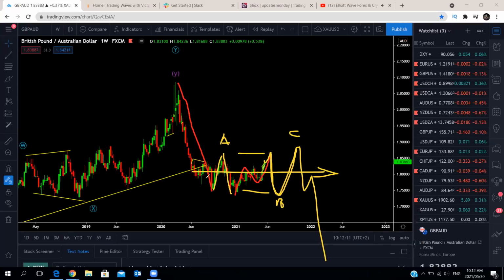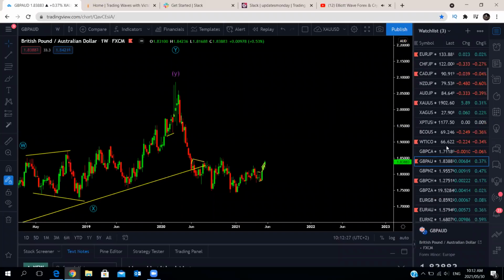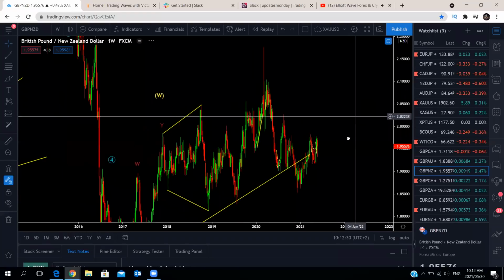Okay, so that is how we're looking at pound AUD. The only difference between this and the pound New Zealand is this. I'm going to come back to this one on the lower time frame before we continue. I wanted to look at both pound AUD and pound New Zealand because they have been a little bit complex in the last couple of days. So let's have a look at pound New Zealand on the weekly as well.